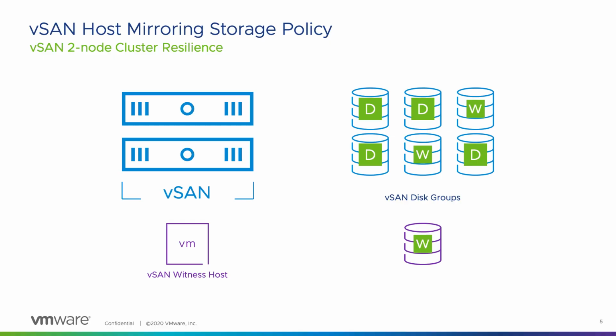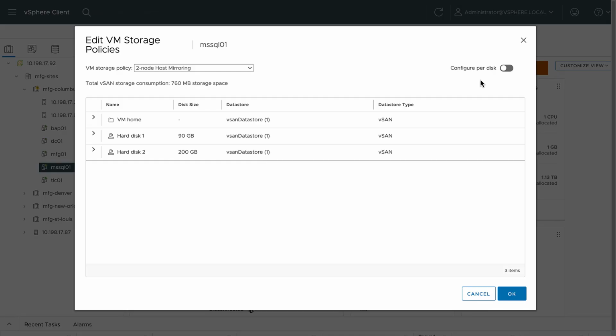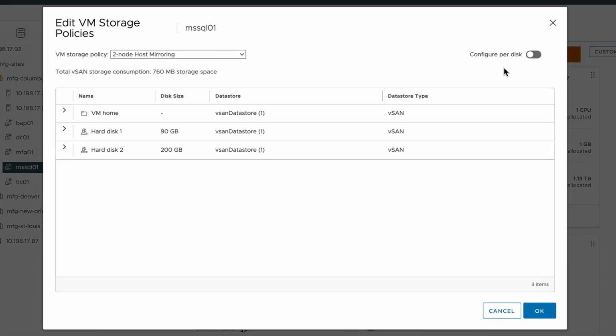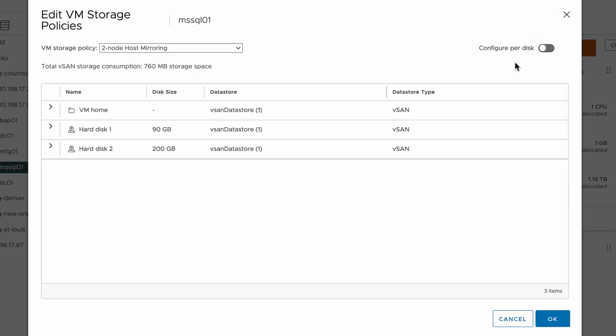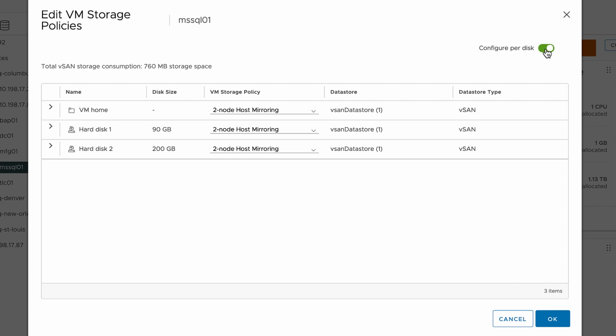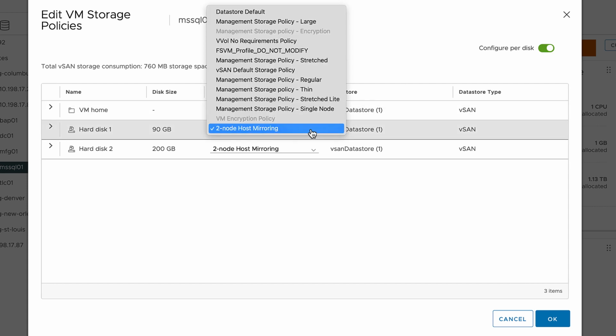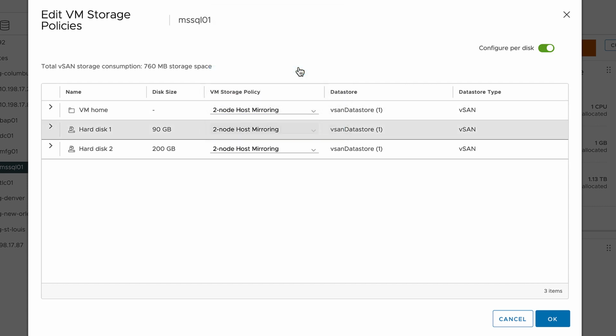When a drive or disk group failure occurs, objects with the two-node host mirroring policy assigned remain accessible on both hosts. While this approach does consume more raw storage capacity, keep in mind storage policies can be assigned to individual virtual machines and even virtual disks as needed. This makes it easy for a vSphere administrator to balance resilience and capacity consumption on a per VM basis.